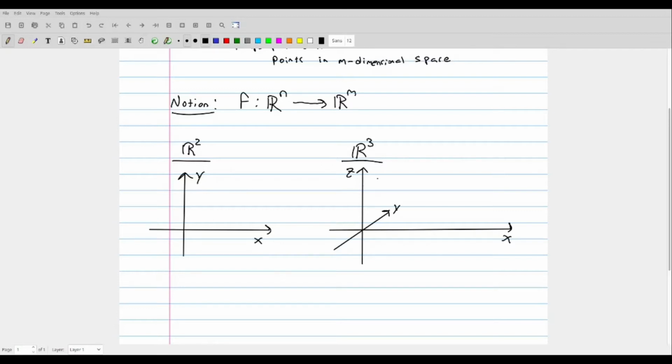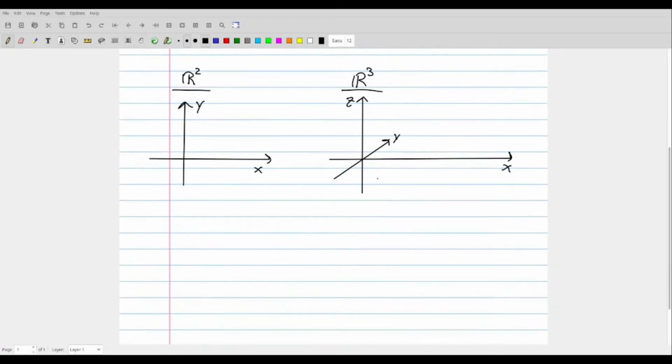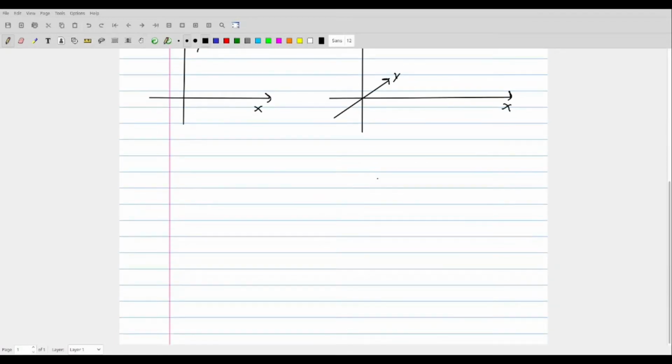There's no need to stop at three dimensions, and we saw in our examples that functions of many different dimensions are important. But what we're going to focus on for at least the first part of this course is just functions from n-dimensional space to R, the real number line. These are called scalar functions.